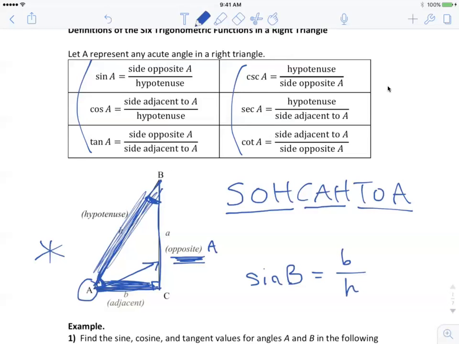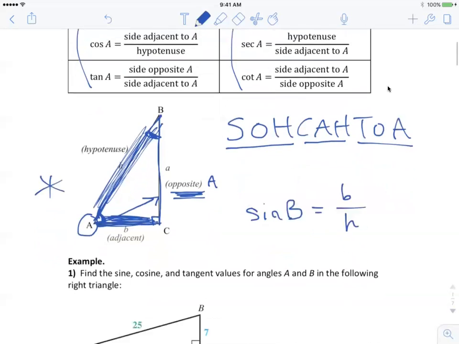So we're going to use these. We'll keep referring to them, but the important thing is to stick to the definitions and always pay attention to what your angle is. Where is it in the triangle? Because that's going to define what the side opposite is and the hypotenuse, etc. So let's do an example.